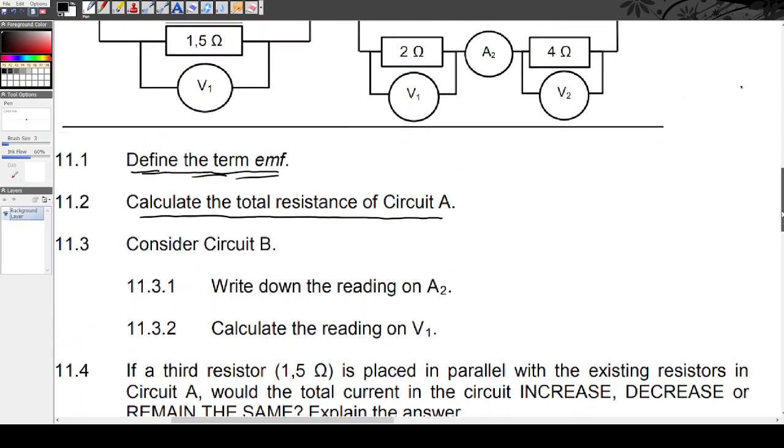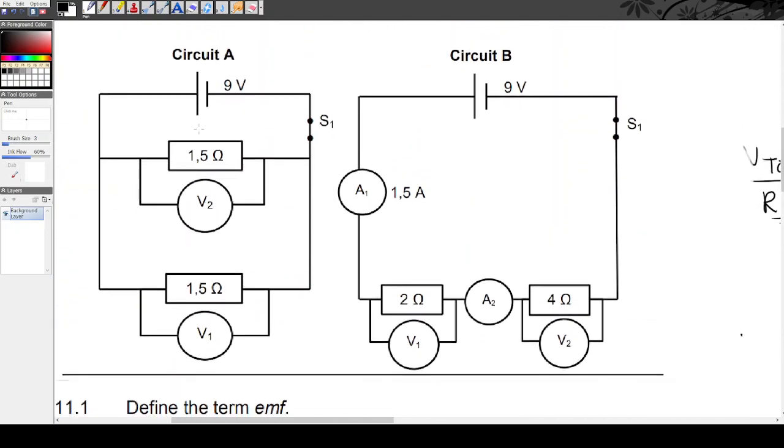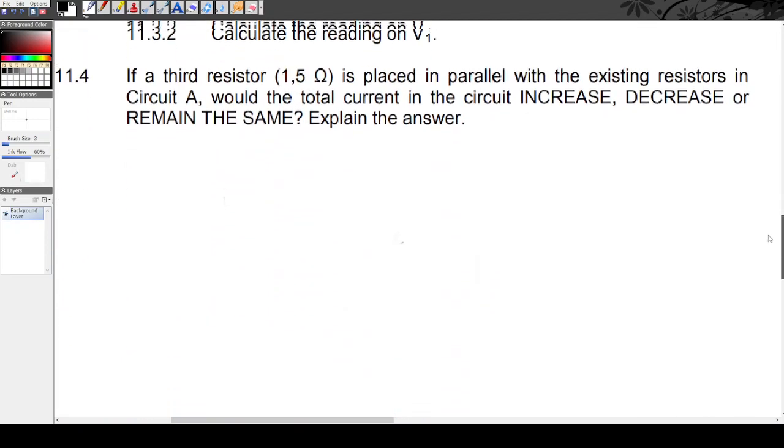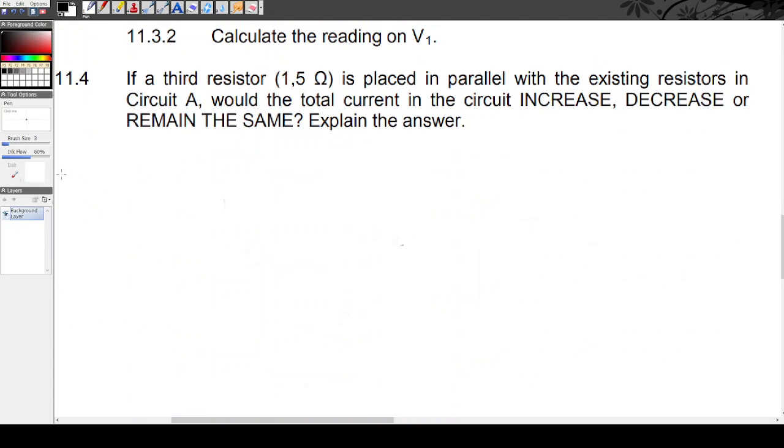Let's go to circuit A and take a look at it. They want us to find the total resistance of the circuit. It means we only have these two resistors, and we want to find the resistance of the two resistors. They are in parallel. So remember, we said that here is the formula.